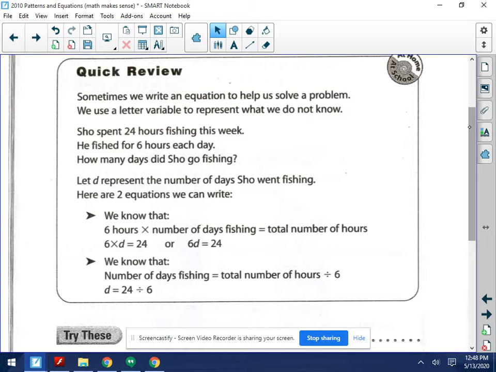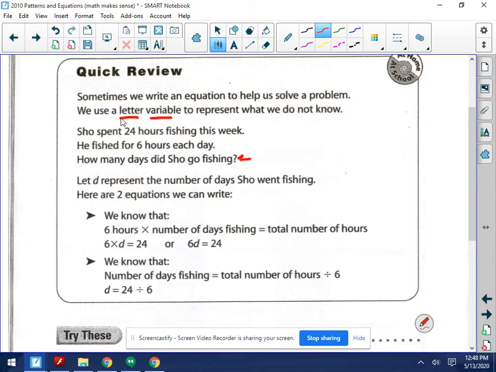Sometimes we write an equation to help us solve a problem. Now, we use a letter variable to represent what we do not know. Here's an example. Sho spent 24 hours fishing this week. He fished for 6 hours each day. How many days did Sho go fishing? So this is where we're going to use the variable, because we don't know how many days he went fishing. That's what we have to find out. So we're going to let D represent the number of days that Sho went fishing.